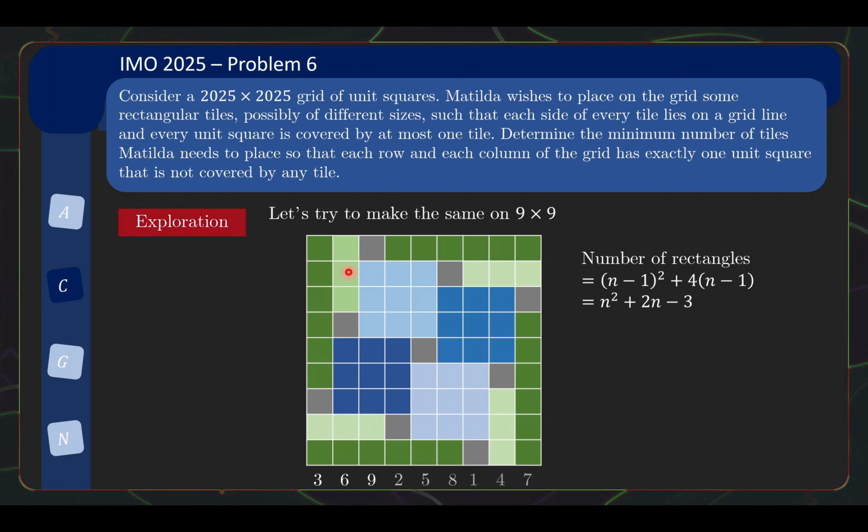And for each section, you will need n-1 long rectangles. So again, not too difficult to check, so I'll leave you to that. And the number of rectangles will then be n squared plus 2n minus 3.